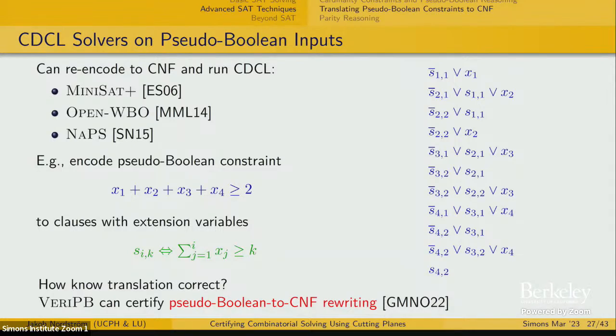So that means that you can first prove the correctness of the translation to CNF, and then you can concatenate this with a standard SAT solving proof logging proof. And now you actually have end-to-end verification of the whole process. The SAT solver never reasons with anything other than clauses, but the fact that we are reasoning with 0-1 integer linear inequalities helps us to certify the correctness of the whole process.